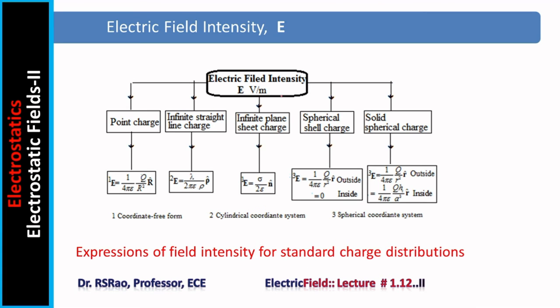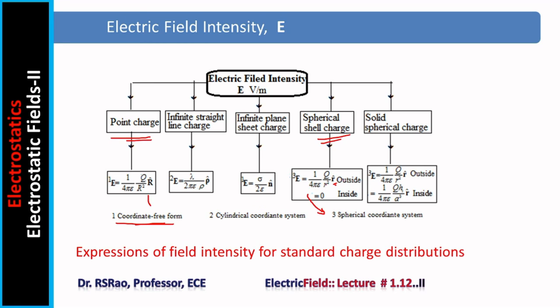All the formulas so far we have derived are placed in a diagram. Please note point charge. For point charge E equal to 1 by 4 pi epsilon Q by R square R cap. Now this is in coordinate free form. It is not in any particular coordinate. R is not there in any coordinate. We have x, y, z, rho, phi, z, or r, theta, phi. This capital R is not there. Similarly, come here, spherical shell charge. Spherical shell charge E equal to Q by 4 pi epsilon r square r cap. But this r cap is spherical coordinate. So this formula is in spherical coordinate system, whereas this is in coordinate free form. Okay, that is the difference.